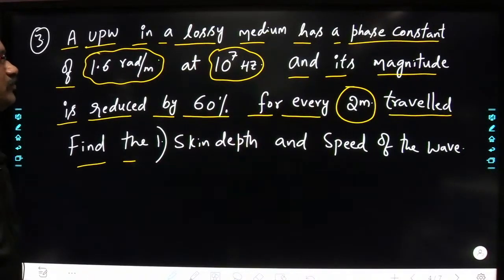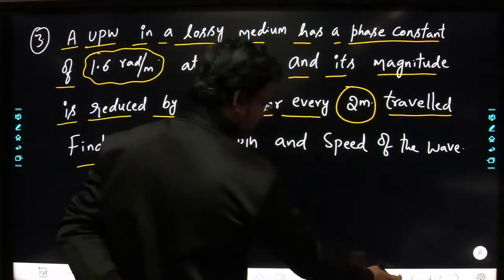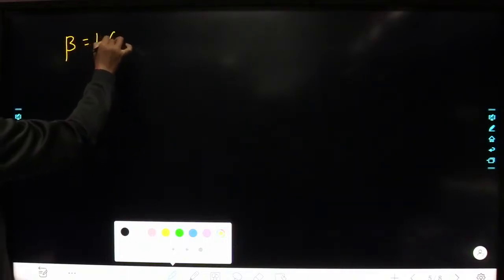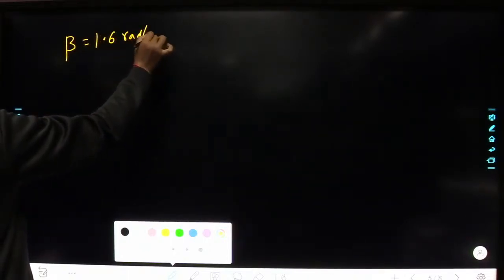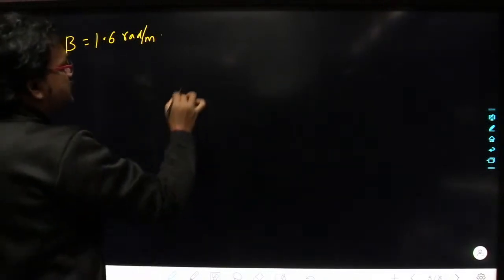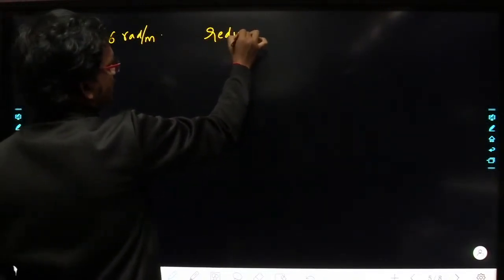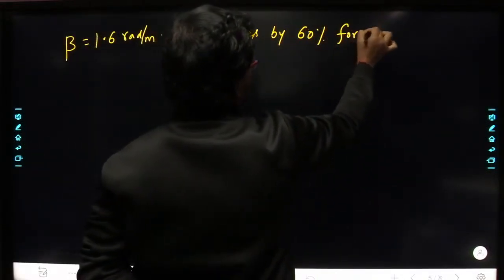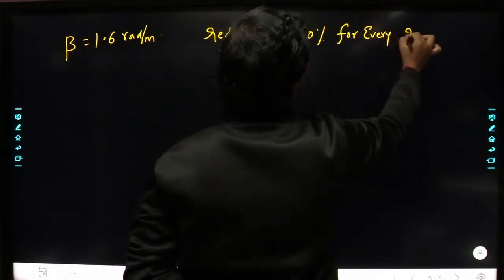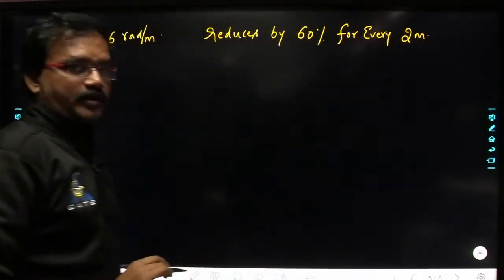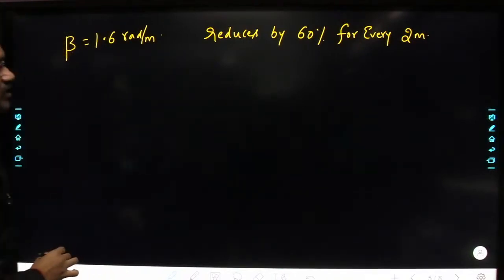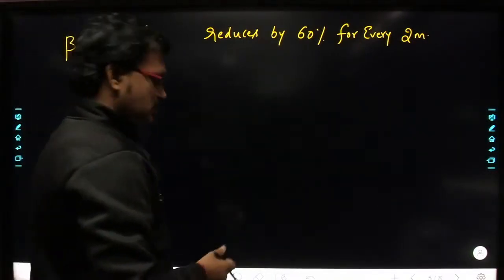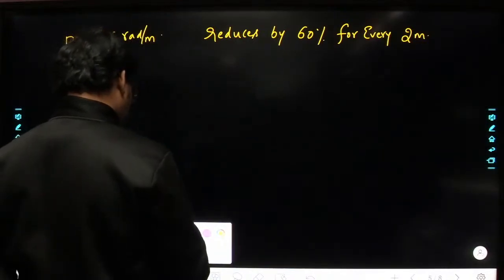A uniform plane wave in a lossy medium has a phase constant of 1.6 radian per meter. So they have given the beta value, which is 1.6 radian per meter. And they are saying that the magnitude reduces by 60% for every 2 meters. In that case, they are asking us to determine the skin depth. So just follow the same procedure.